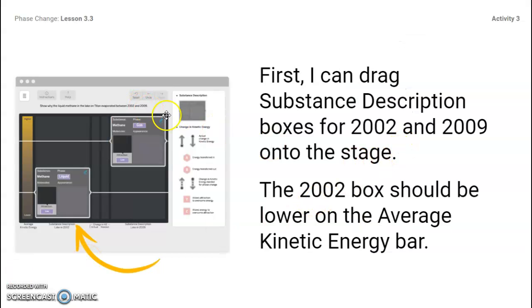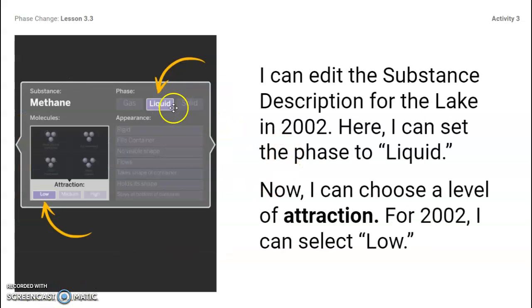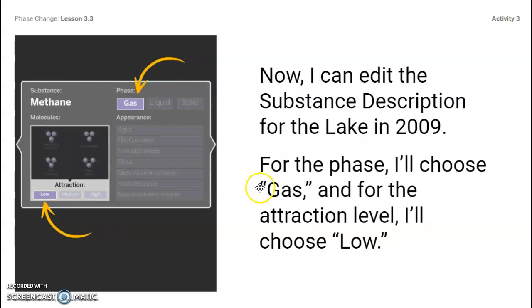So first thing we're going to do is drag the substance boxes over. The 2002 box should be lower in energy because we know that it was in liquid form, while the other one should be higher where we are showing what happened in 2009. So we can edit the description of the substance right here. You can change it to a liquid and set the attraction levels for 2002 as low because it was a lower energy level. Now we're going to edit the description for 2009's lake and choose gas and put the attraction level as low because remember, the attraction doesn't change. You should complete the rest of the selections in your model as you go.